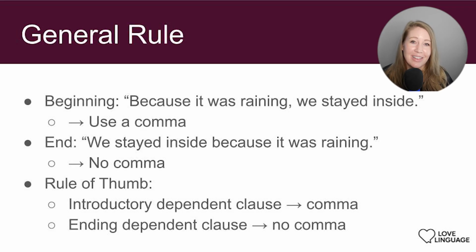However, if the dependent clause occurs at the end of the sentence, for example, we stayed inside because it was raining, we don't need to use a comma there. So a general rule of thumb is that if it's an introductory dependent clause, it usually uses a comma. If it's an ending dependent clause, oftentimes there's no comma. And this might seem small, but it affects readability and how smoothly your sentence actually flows.